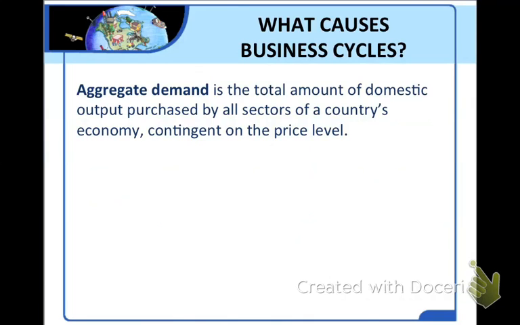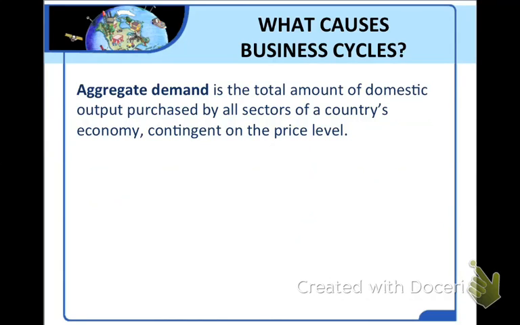When you buy a hamburger, you are contributing to aggregate demand. Likewise, when Delta Airlines purchases a passenger jet from Boeing, or when government agencies build new roads or hire more economists, they too are contributing to aggregate demand. So let's explore how changes in aggregate demand contribute to business cycles.